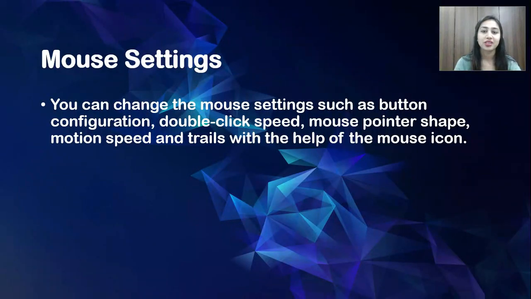Now students, our next topic is mouse settings. You can change the mouse settings such as button configuration, double click speed, mouse pointer shape, motion speed and trails with the help of the mouse icon. So students, let's do it in practical.